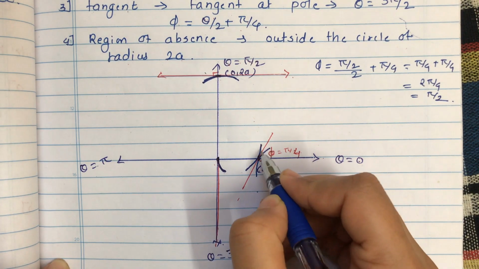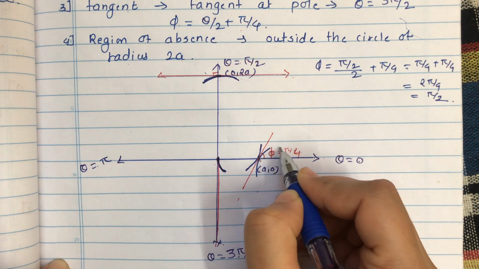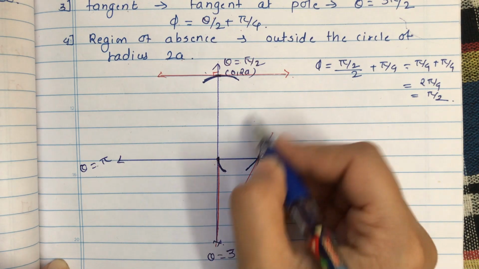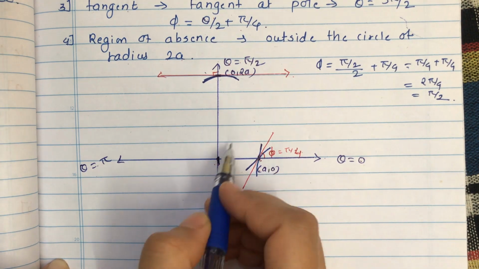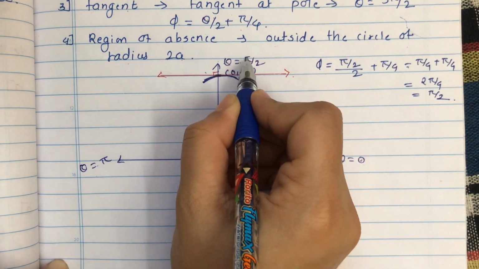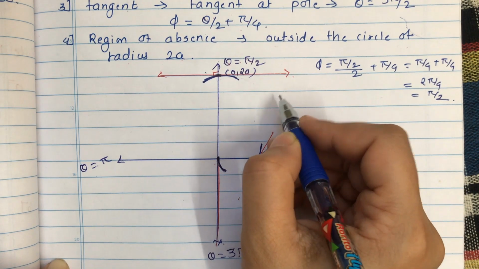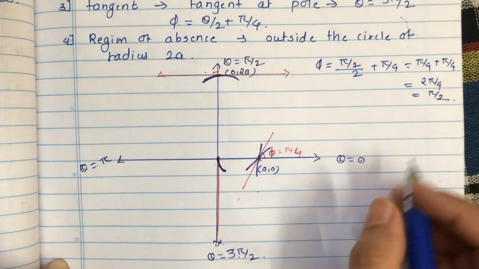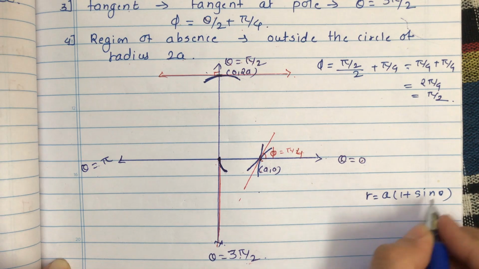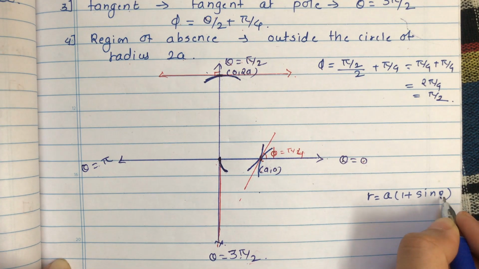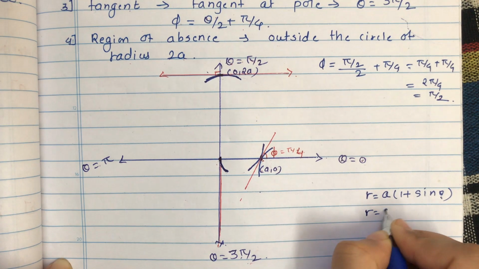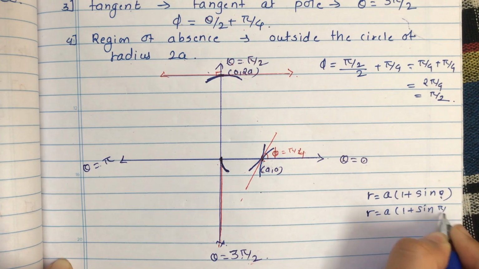Next, we need to continue with this curve or this curve. Okay, so the simple solution is we need to calculate an in-between point. For this quadrant, this is from theta is equal to 0 to theta is equal to pi by 2, so I will calculate the in-between point as theta is equal to pi by 4. So our equation is r is equal to a in bracket 1 plus sine theta. So I will put theta is equal to pi by 4 because I want to calculate r at theta is equal to pi by 4. So r is equal to a in bracket 1 plus sine pi by 4.